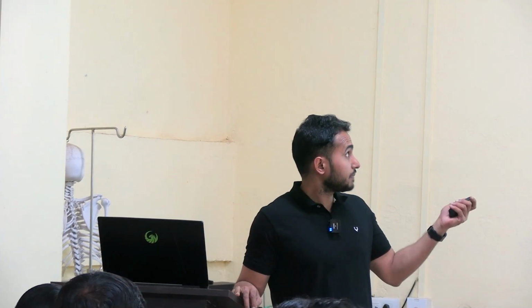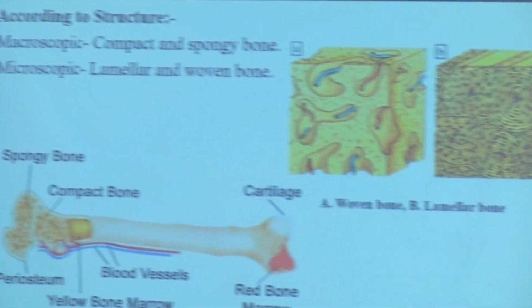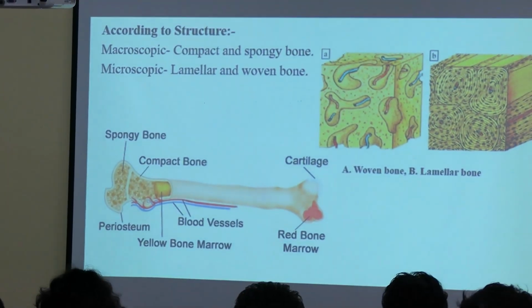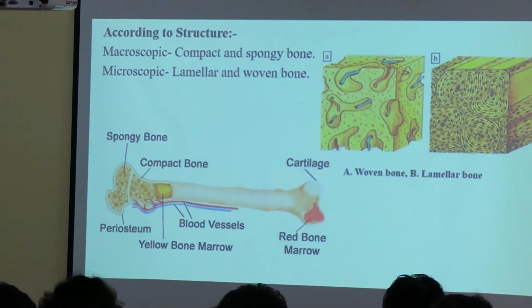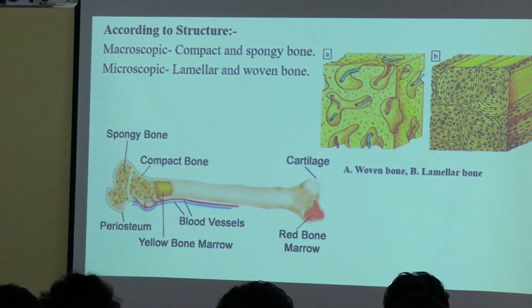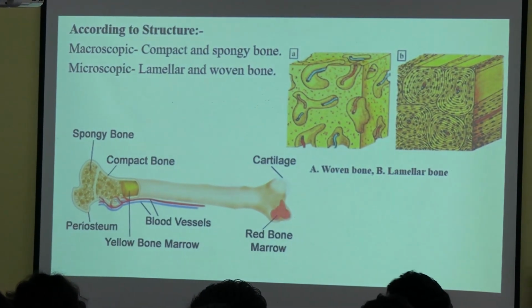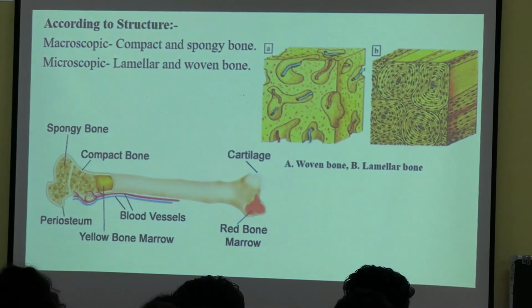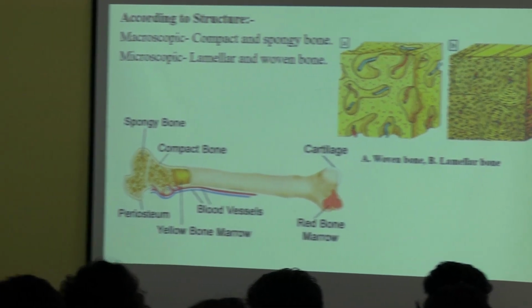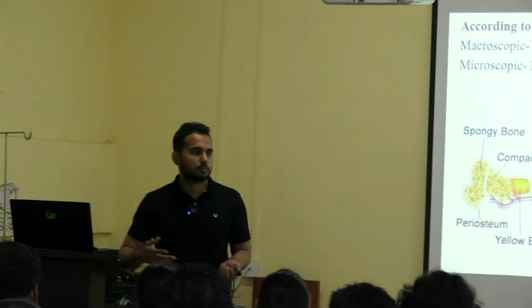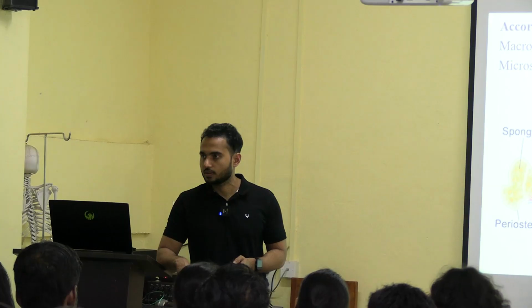What are the other classifications? Based on the structure. Okay, based on the structure, as you can see, I have mentioned, and another classification is there, that is based on development. So if you see the entire classification of bone, mainly three types are there: based on shape, based on structure, based on development. Based on development, membranous bones are there and cartilaginous bones are there, which develop from membrane, and some bones develop from cartilage. So this is the entire classification.